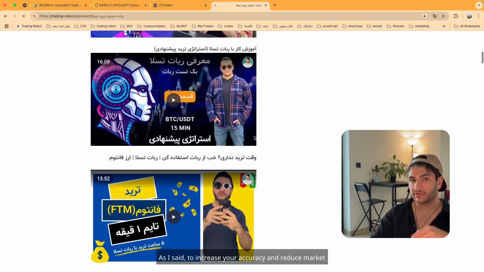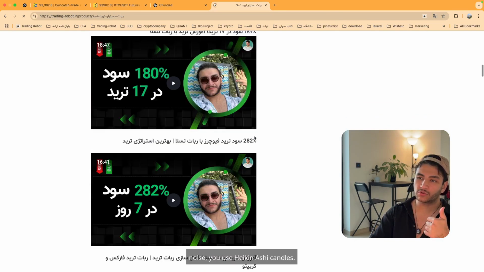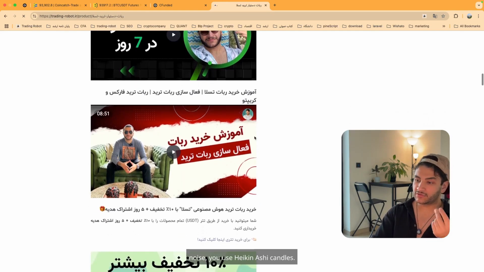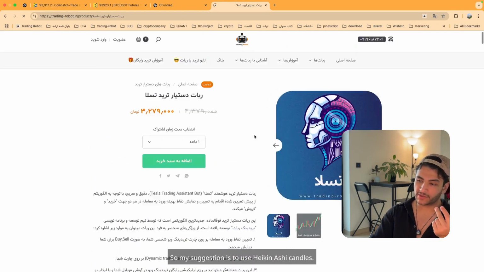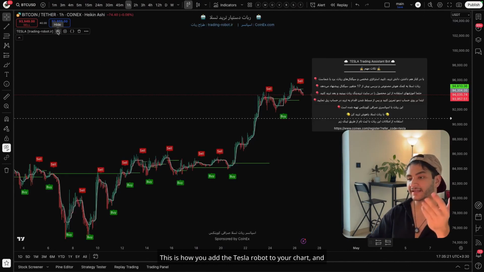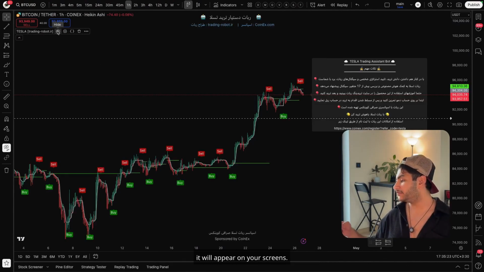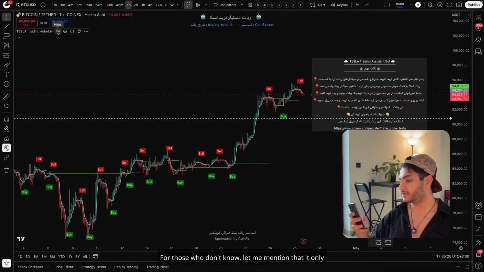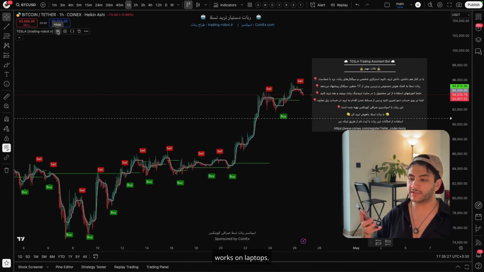As I said, to increase your accuracy and reduce market noise, you use Heikin Ashi Candles. The performance gets better. So my suggestion is to use Heikin Ashi Candles. This is how you add the Tesla robot to your chart and it will appear on your screens. For those who don't know, let me mention that it only works on laptops.